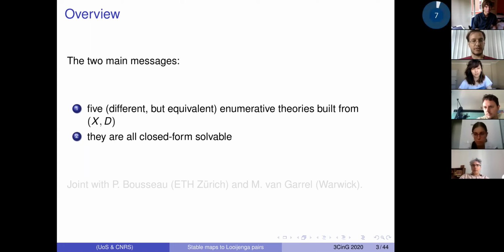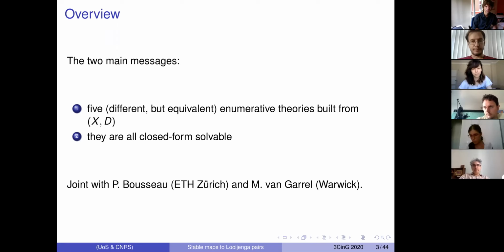And the second message is that all these enumerative theories are closed form solvable. So there are explicit closed forms for these invariants in all 5 cases. And this is joint work with Pierre Bousseau at ETH Zurich and Shelly Gurevich at Warwick.